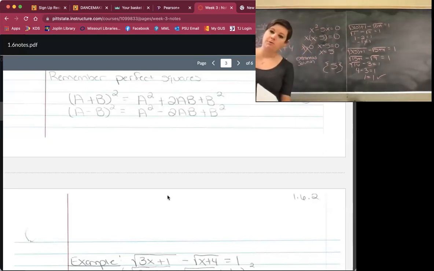Now I know the solution set for both of the examples we did were 5. That doesn't mean all of them have a solution set of 5. That's just the ones that I picked.